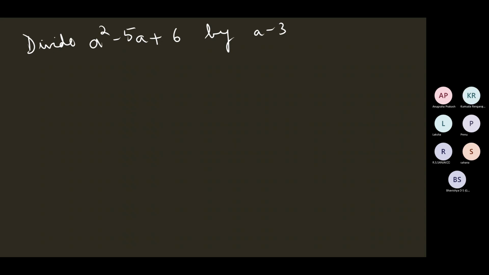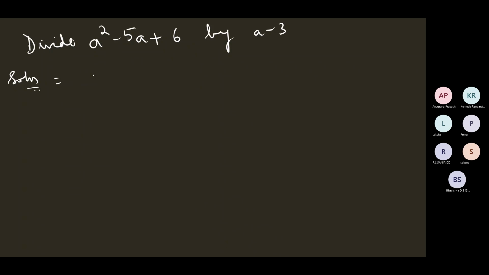Done, ma'am. Who's that? Ma'am, Bhavishya. Yes, Bhavishya. What's the answer? Read out your steps. A minus 4 into A minus 2, ma'am. I want the steps, Bhavishya. Read out from your book.